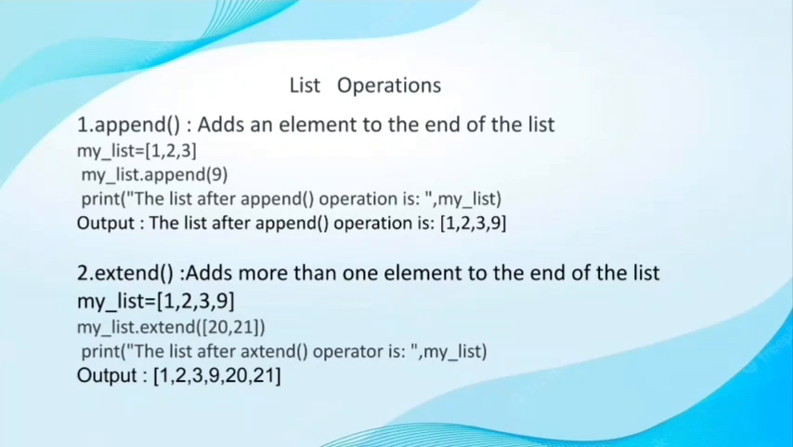Now here we shall take an example. My list is equal to the list 1, 2, 3, 9. Here I want to append more than one element, so I use the operation extend. mylist dot extend 20 and 21. Now in this we get the output as 1, 2, 3, 9 and 20, 21, which we have extended.